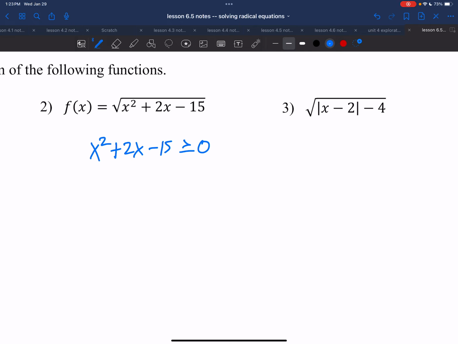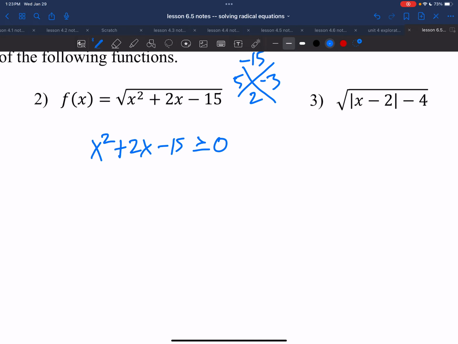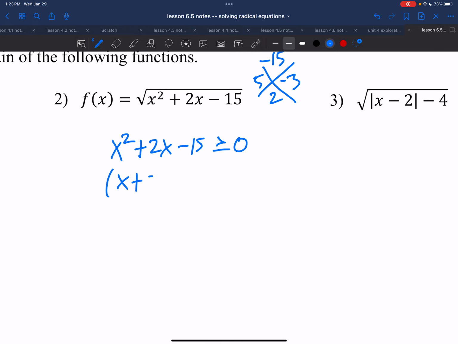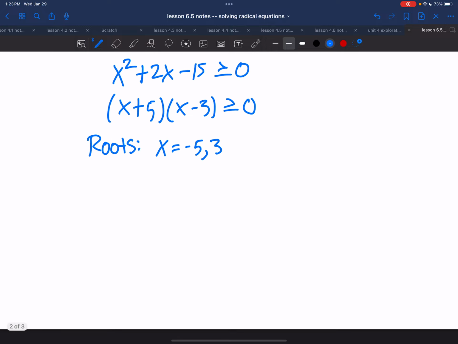Let's first start by factoring it, okay? You say this negative 15, this is 2. And the two numbers that work here are 5 and negative 3. So the polynomial factors as x plus 5 and x minus 3. This is greater than or equal to 0. Now, you identify your roots here. You say, what are the roots? The roots are negative 5 and positive 3. Remember, this is something we did in Unit 4, yeah? Back in the quadratics unit.